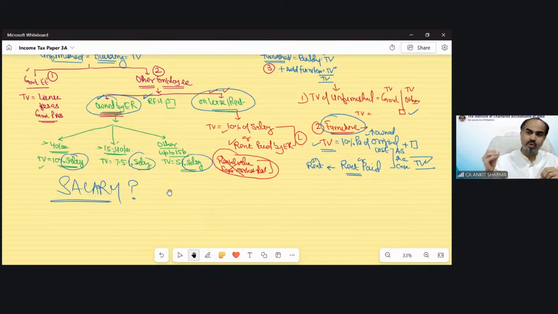If in a question you are able to find the correct salary for the purpose of rent-free house, you are going to solve the rent-free house taxable calculation like a snap. The main problem is the calculation of salary. So the whole computation part is on the calculation of salary, because after that, it's 10%, 7.5%, 5%, or rent paid, or 10%. Even in case of furniture, it's very simple: 10% of cost, that would be given in the question. So the main concept and the main work is to identify the correct salary in case of rent-free house.